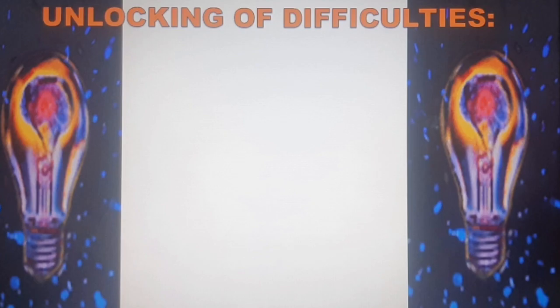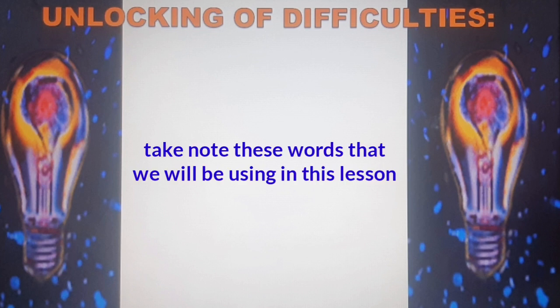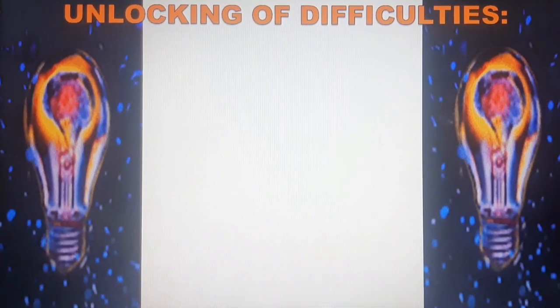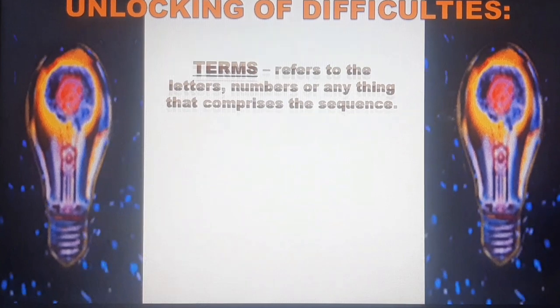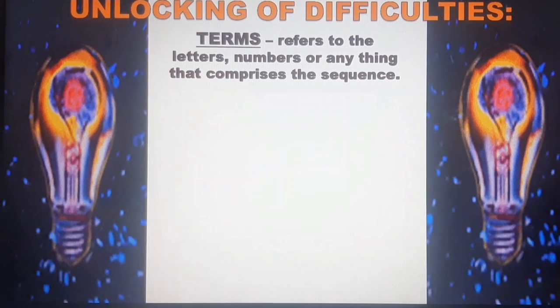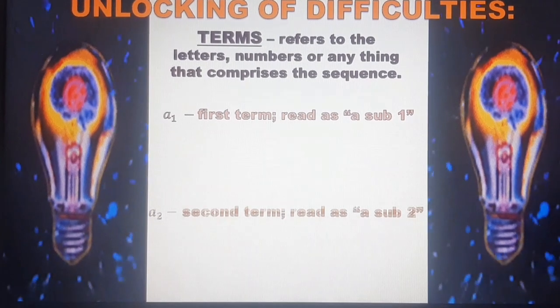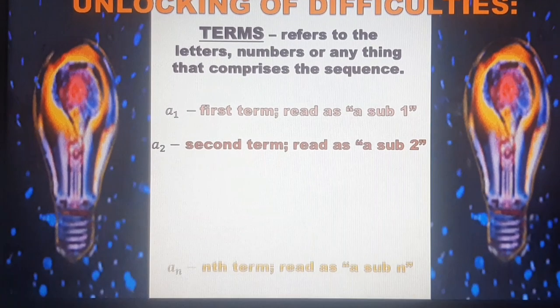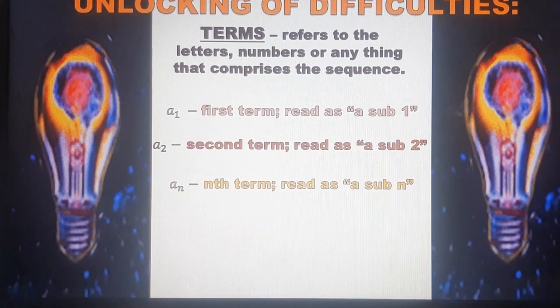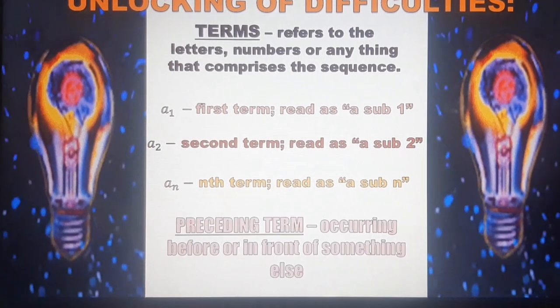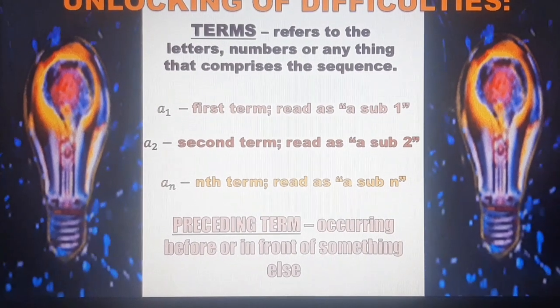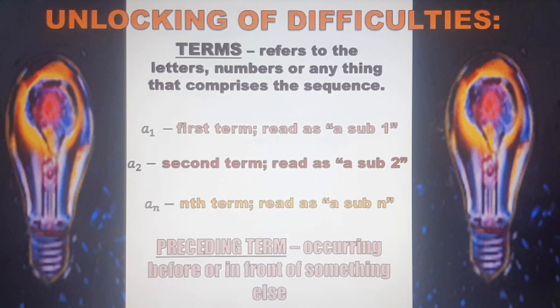In order to reach our today's objectives, I want you to take note first of the following terms that we will be using in our discussion. Number 1, take note of the word terms. It refers to the letters, the numbers, or anything that composes a sequence. These are the elements of a sequence. We're going to have A sub 1, this will be your first term. A sub 2, second term. A sub n will be your nth term, or you can call it the unknown term.